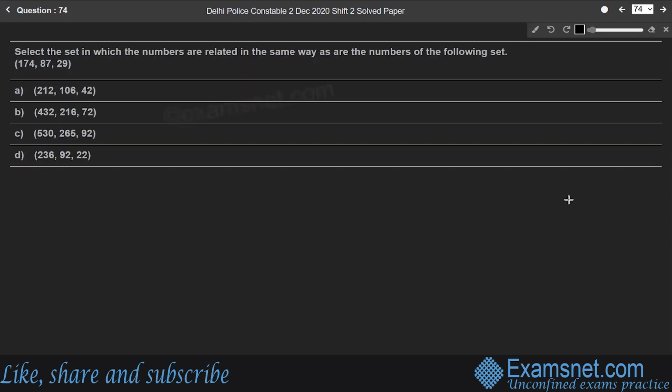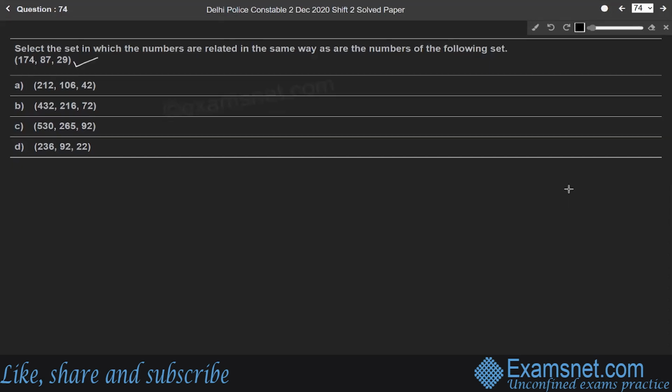Question 74. Select the set in which the numbers are related in the same way as are the numbers of the following set. So the given set is like this. Here the first number is 174, the second number is 87, and the third one is 29. The second number, 87, is obtained when 174 is divided by 2. And the third number, 29, is obtained when 174 is divided by 6. Right? So the same rule is applicable in one of the options given here.